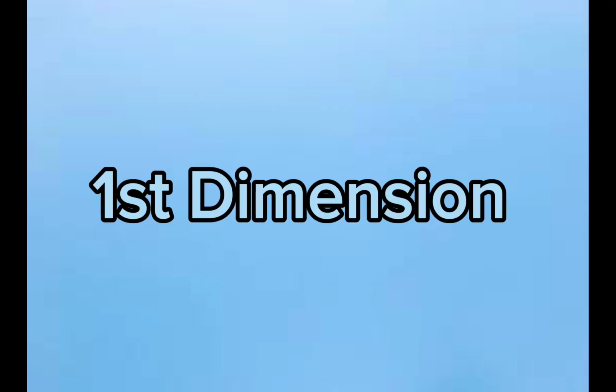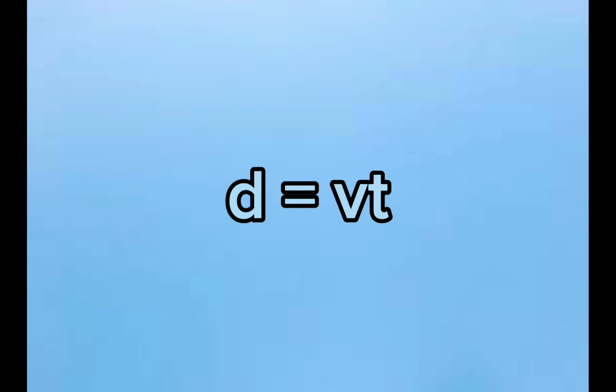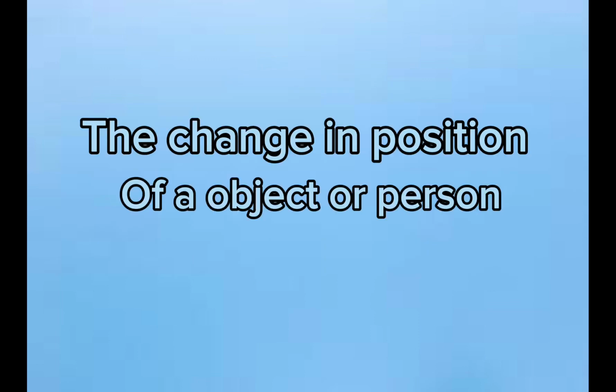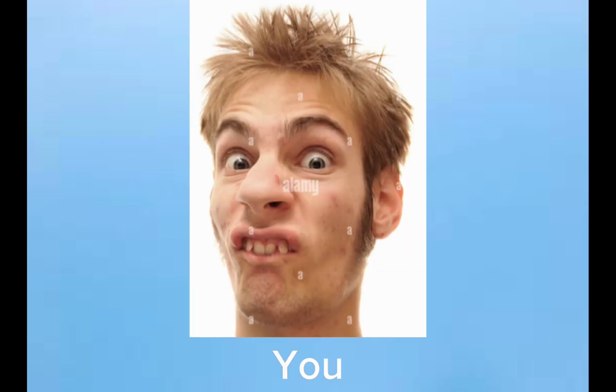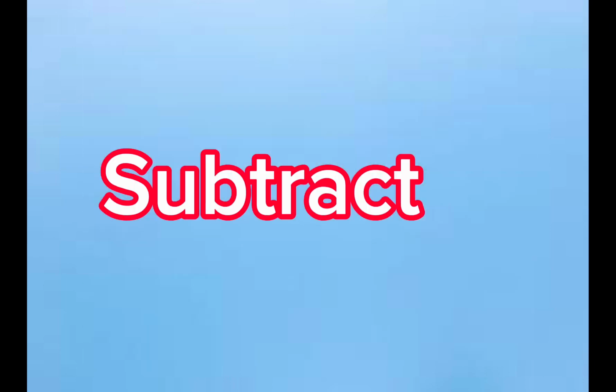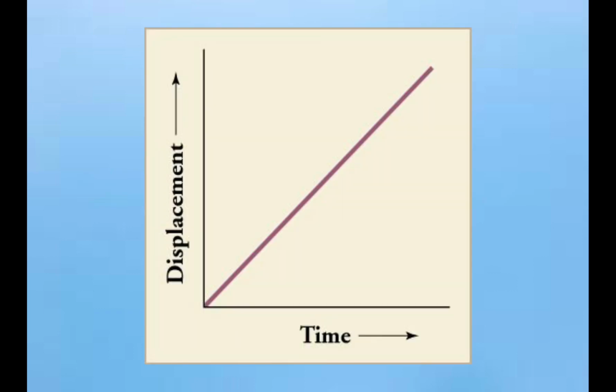Alright, so we're going to be learning examples in the first dimension of kinematics using the equation d equals vt. D equals displacement, which is the change of position of a person or object. And basically you find it as you start here at -4, and then you end up here at 27. You subtract these two numbers, and then your measurement, or your displacement, is 31. And you use displacement graph, we're going to use that in a later example.